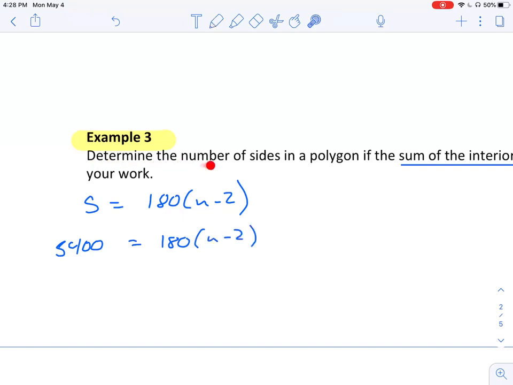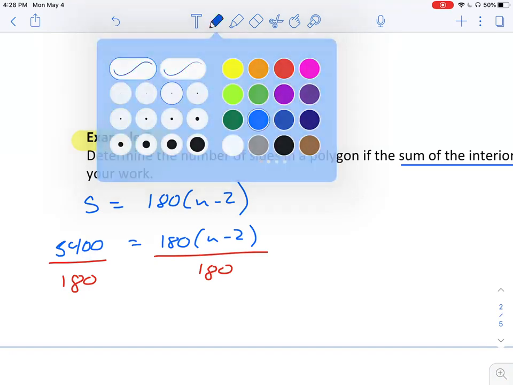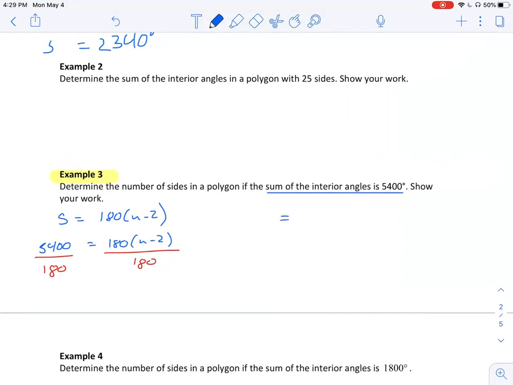We're trying to determine the number of sides, so we're essentially trying to isolate for n. Well, in this n minus 2 bracket, it's being multiplied by 180. So I can go ahead and divide both sides by 180 to start to isolate for that variable. Then I take 5,400 divided by 180. Then I'm left with n minus 2 on one side, and 30 on the other side. And then my n value would be 32, right? So the number of sides is 32.